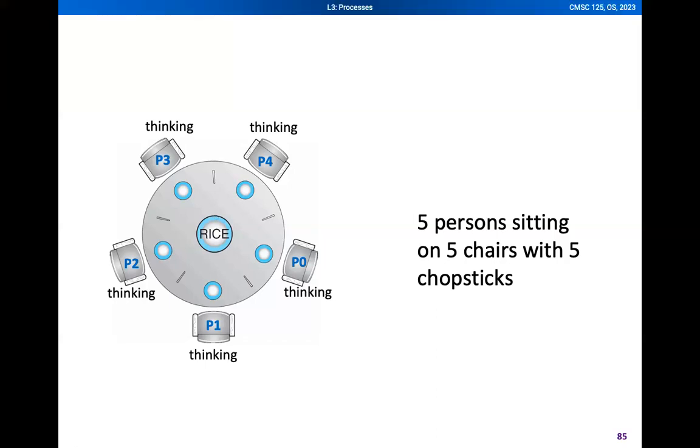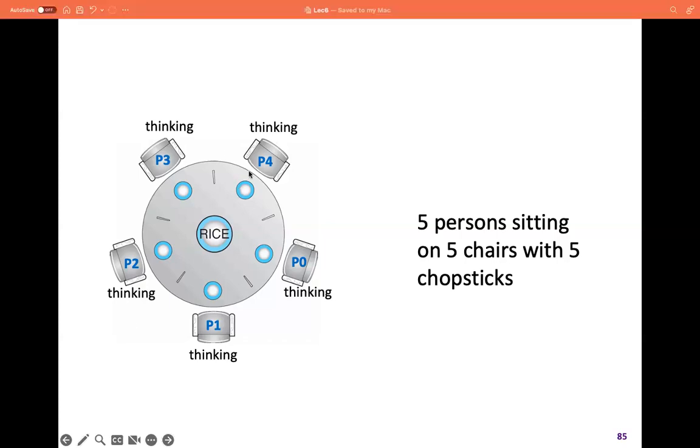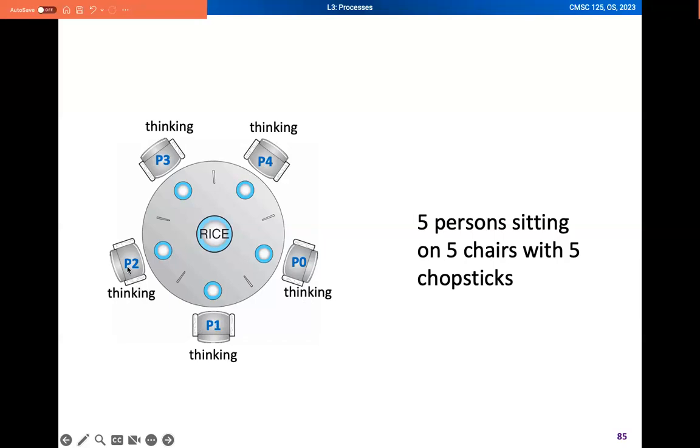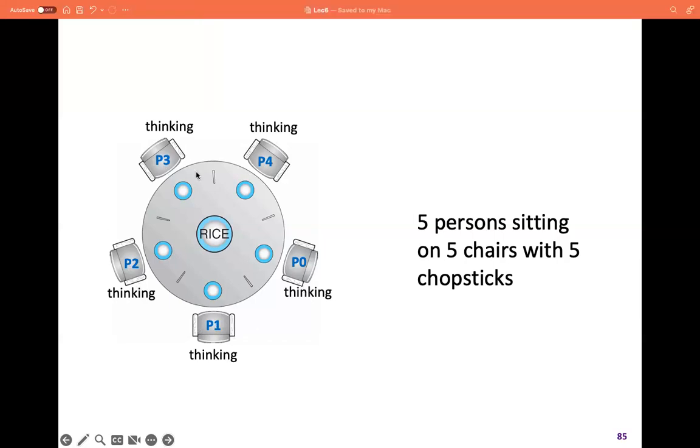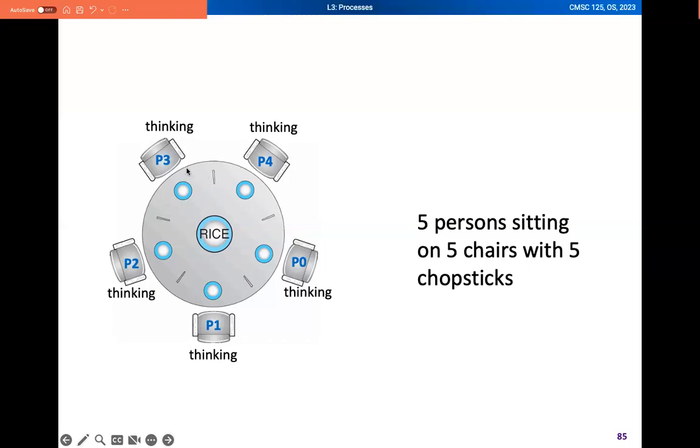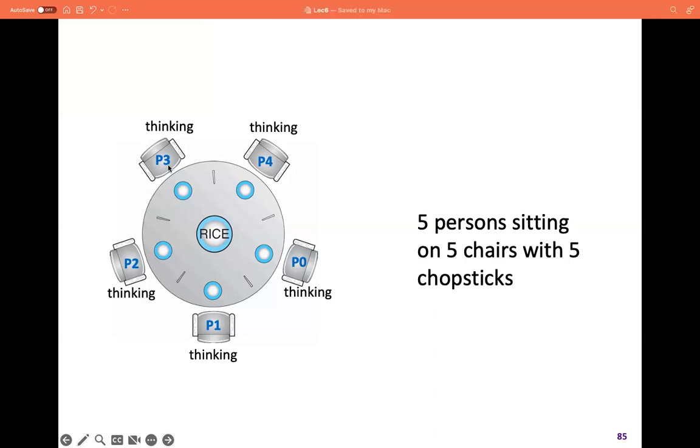Okay, so how is this relevant to operating system synchronization problems? The philosophers represent the processes, and the chopsticks represent the shared resources in between these processes. So how can we manage this problem such that all of the philosophers will be able to eat, and not one of them will starve, waiting to get hold of a chopstick and not able to eat for a long time?